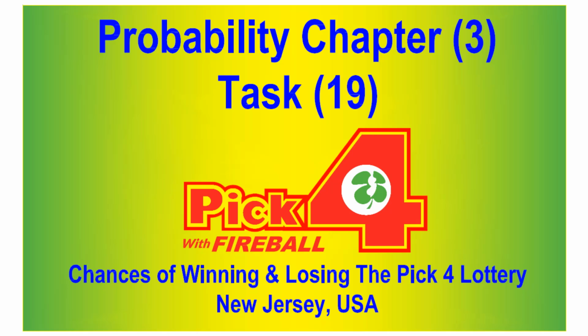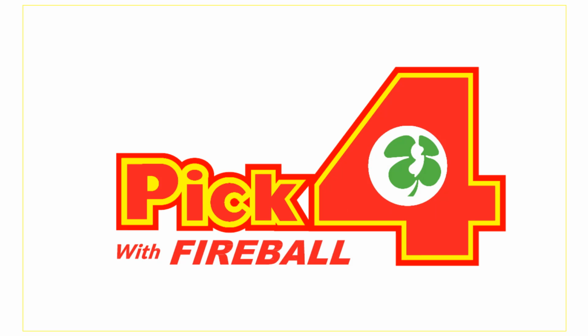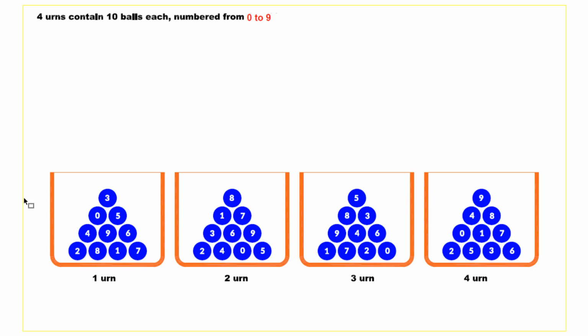Hi everyone, our lesson today is the chances of winning and losing the Pick 4 lottery in New Jersey, USA. This is the famous logo of the game, and let's start. We have 4 urns. Each urn contains 10 balls and they are numbered from 0 to 9.